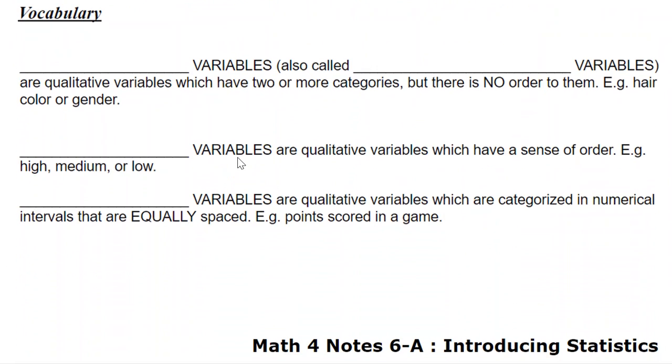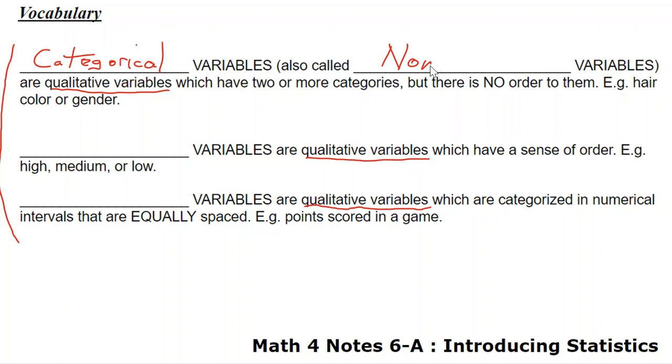Now, this next group of three, I would even do this with the three of them because all three of them fall under the umbrella of qualitative variables. All right. First group is categorical variables, also called nominal variables, where you've got two or more categories.